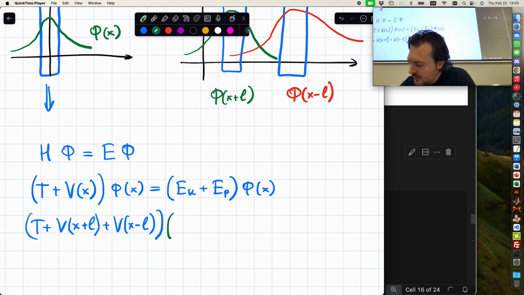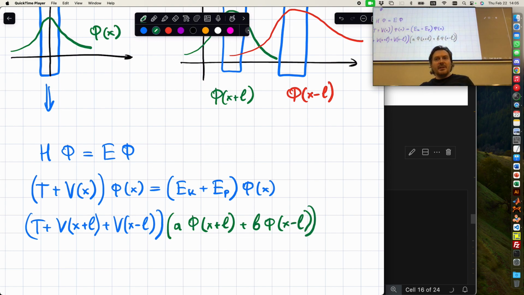We are going to say that let there be A times phi(x + L) plus B times phi(x - L). This is an approximation. Let me say it beforehand. We are doing an approximation, right? Would you agree with that? Because it doesn't need to work like this. What we are doing is we are constructing this solution. We are approximating this solution as a linear combination of single solutions. Good.